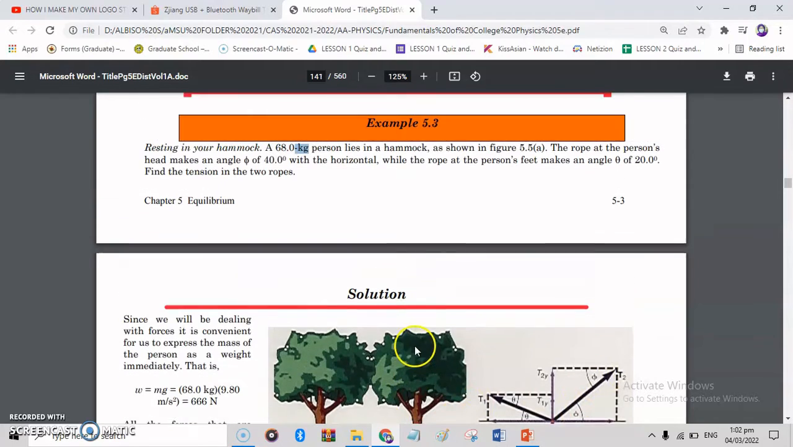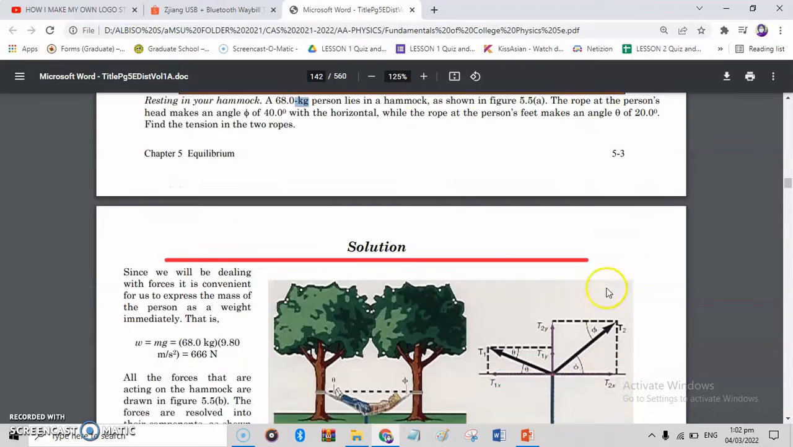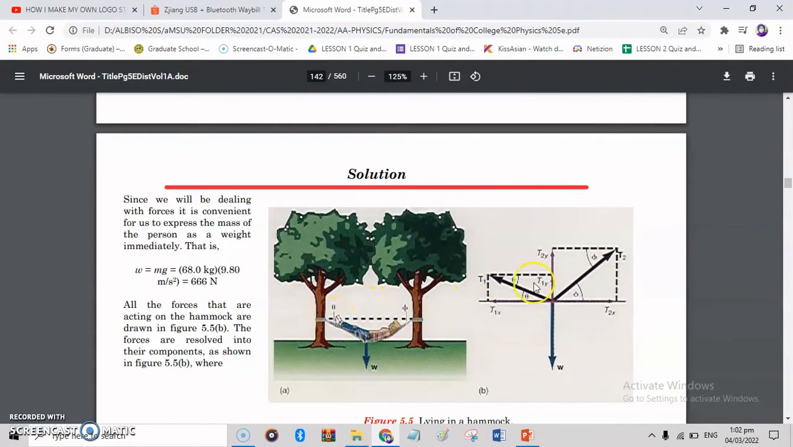That is at the head. Now, the rope at the person's feet makes an angle of 20 degrees. So if this is 20 degrees here, then this one here is also 20 degrees. It is very important that you draw the coordinates, the x and y coordinates. The dot in the middle is the person, or the weight of the person. So, weight down, and then there is this tension in the head part and tension in the foot part.